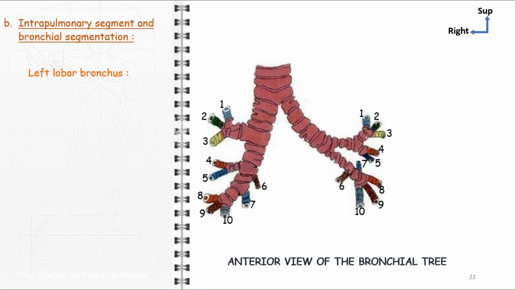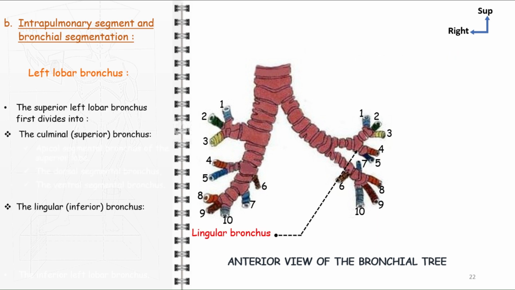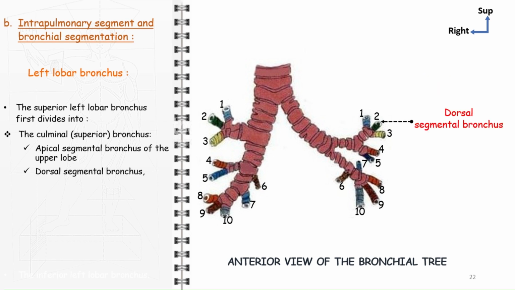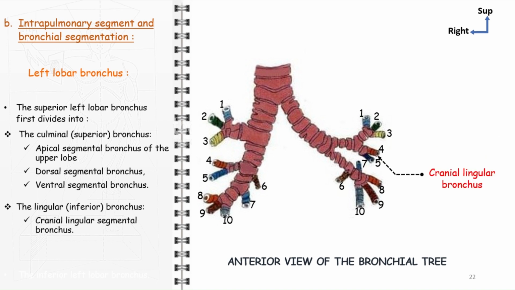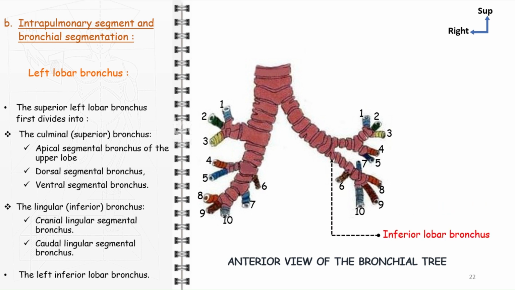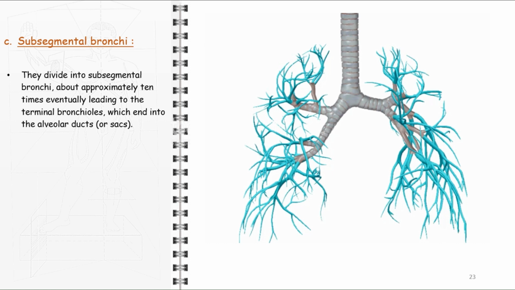In contrast, the left superior lobar bronchus first divides into the superior or culminal bronchus and the inferior or lingular bronchus, which further divide into 5 segmental bronchi: the apical segmental bronchus of the upper lobe, the dorsal segmental bronchus, and the ventral segmental bronchus, the cranial lingular segmental bronchus, and the caudal lingular segmental bronchus. The left inferior lobar bronchus has the same segments as the right inferior lobar bronchus. The segmental bronchi divide into subsegmental bronchi about 10 times, eventually leading to the terminal bronchioles, which end in the alveolar ducts or alveolar sac.